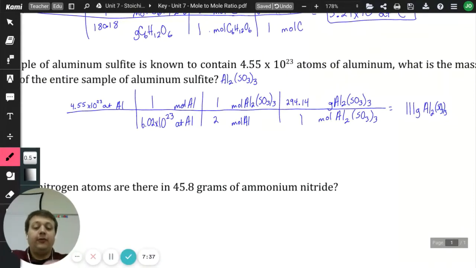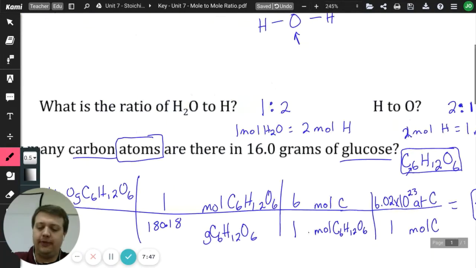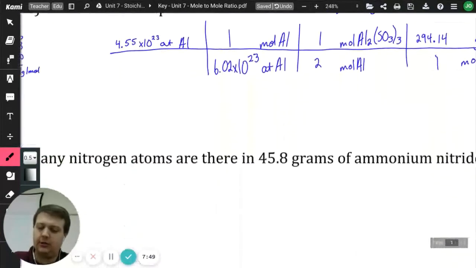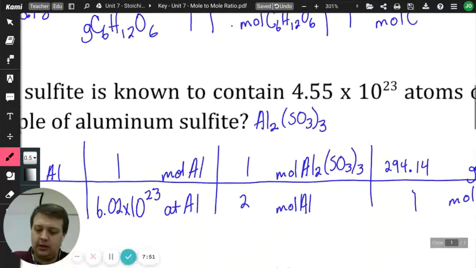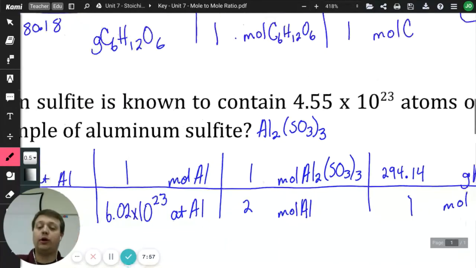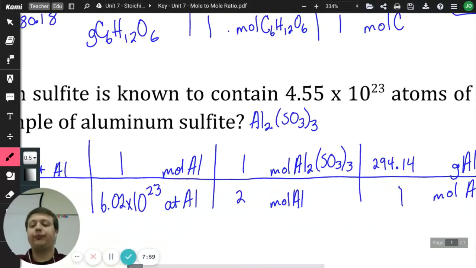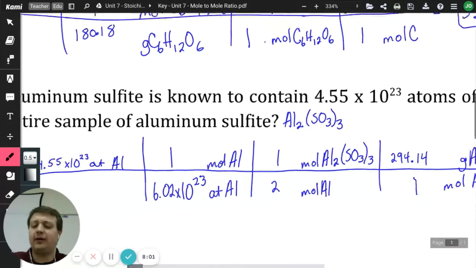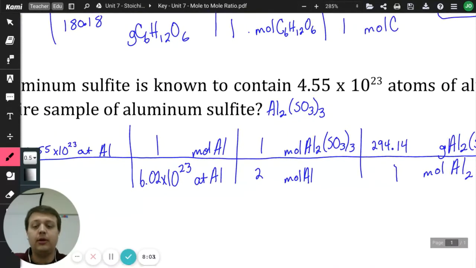All right, so the first thing you should have done was actually solve for the formula for aluminum sulfite. What you should have got for that is Al2(SO3)3. And so that is what I did right here. Okay, so Al2(SO3)3. Now what we're going to do is convert that 4.55 times 10 to the 23rd atoms of aluminum into aluminum sulfite.